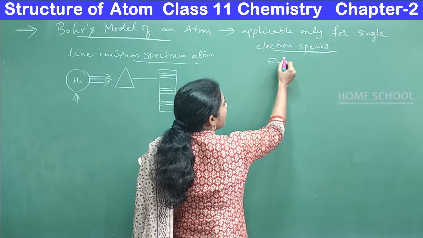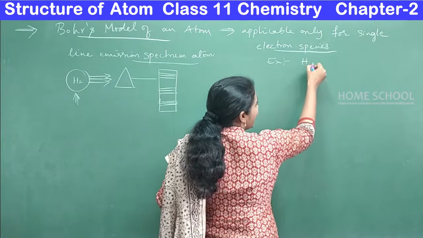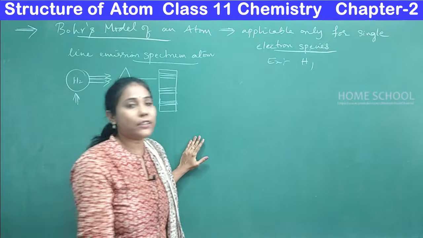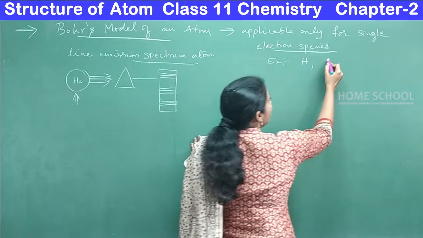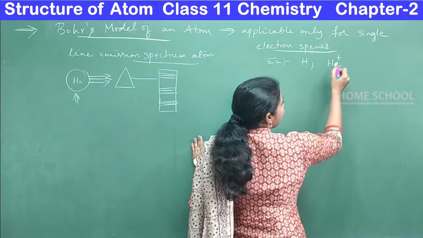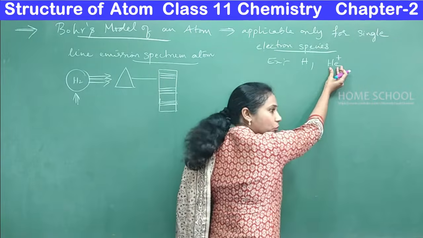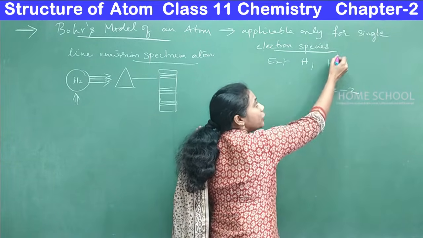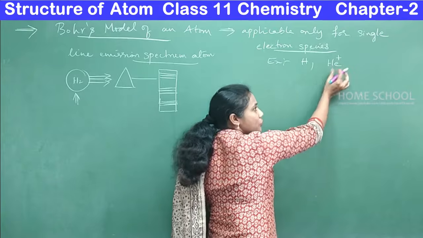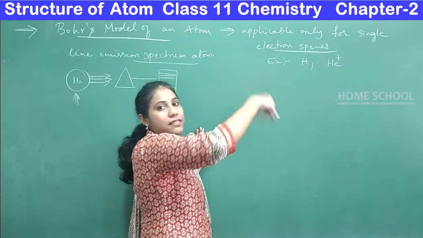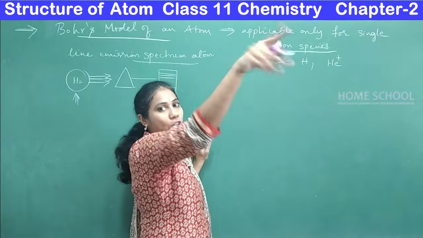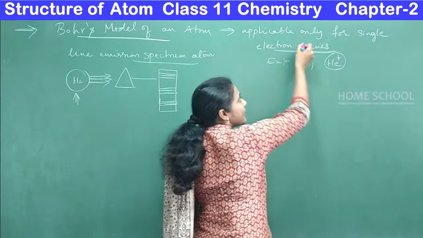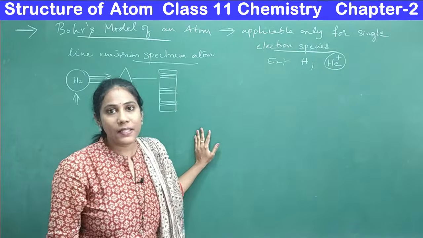Examples for single electron species. It is the hydrogen atom. Hydrogen, atomic number 1. There is only one electron in hydrogen. So hydrogen is an example. And also He plus. Helium's atomic number is 2. If you remove one electron, you will get the He plus ion. So one electron is left out. Yes or no? One electron gone out and one electron is left. So He plus can be an example for single electron species.